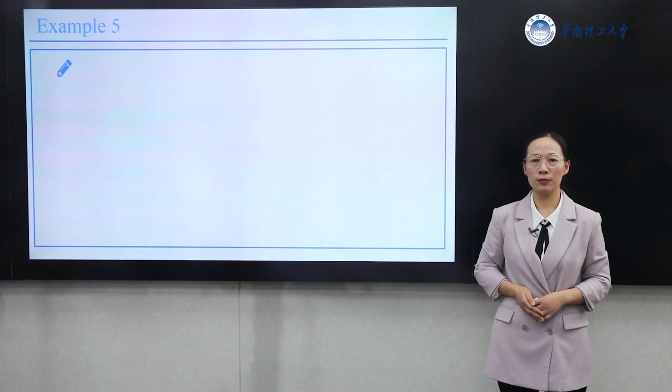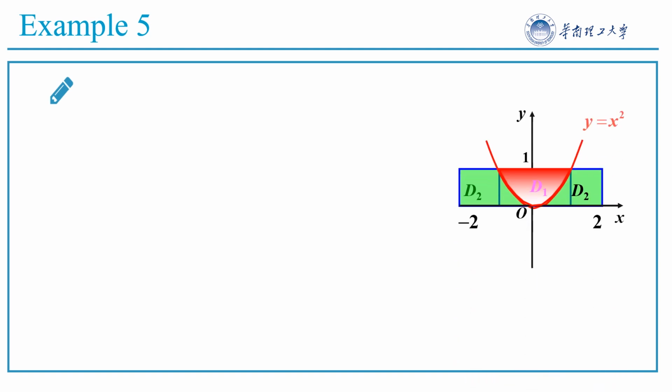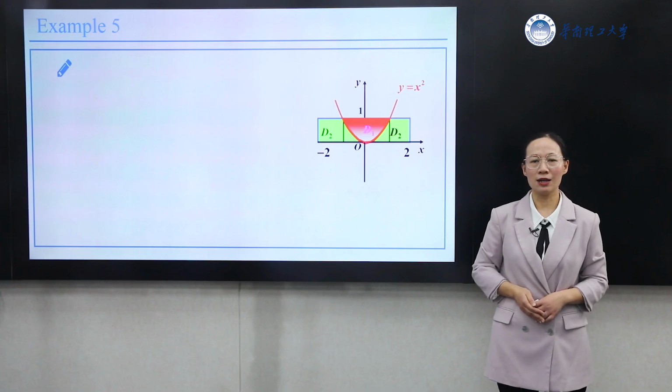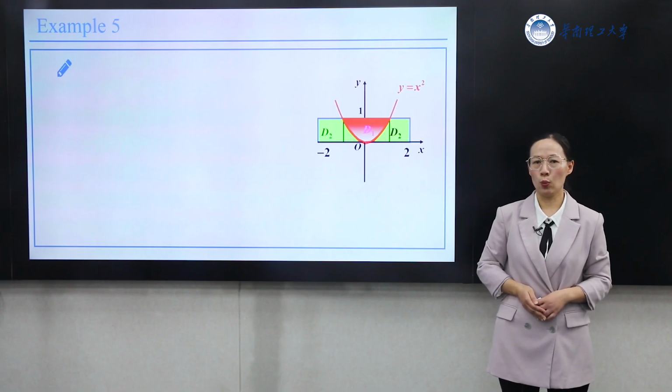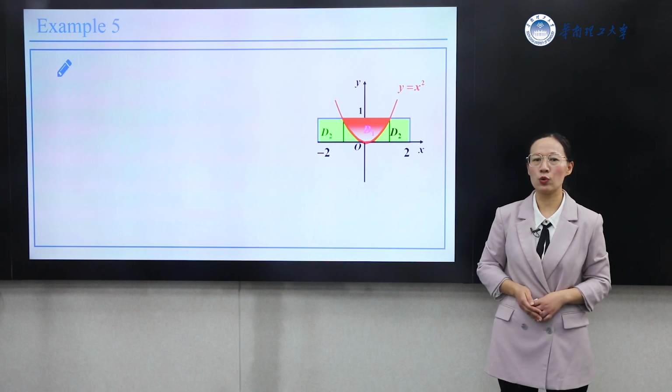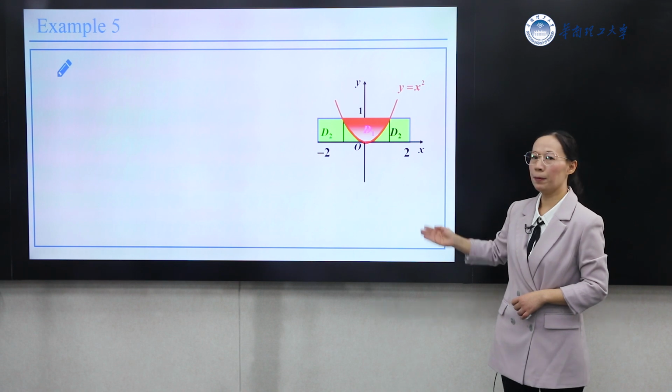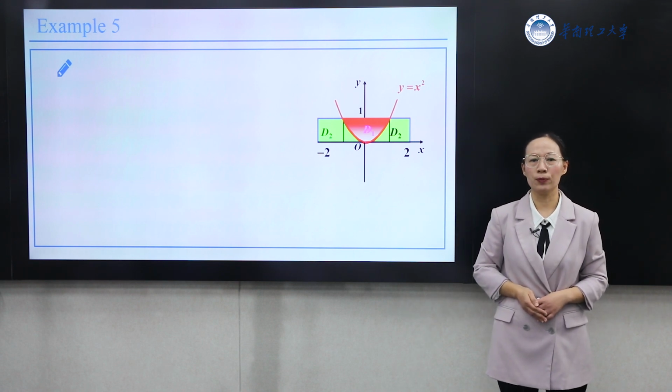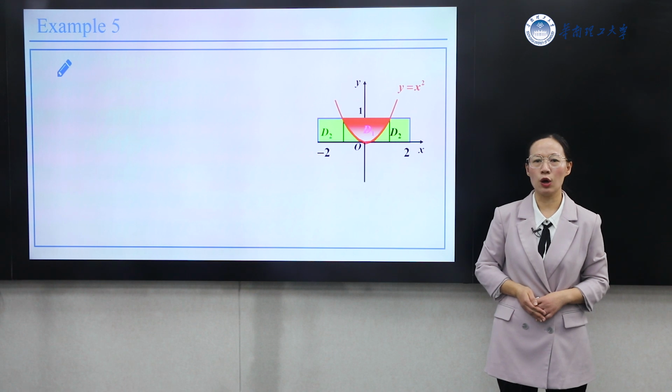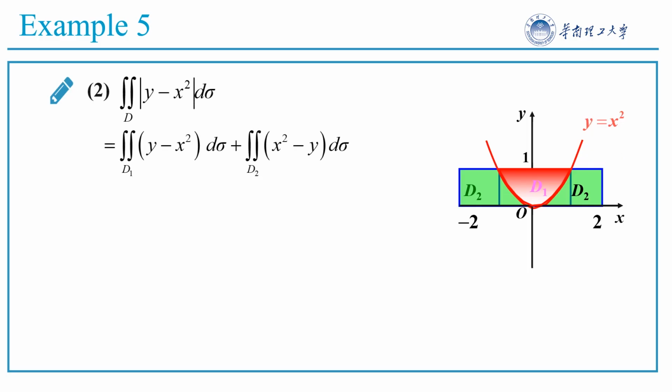Now we consider problem 2. The picture of rectangle D is on the right side. The same as in problem 1, we need to divide D into two parts. In the red part, denoted as D1, y is larger than or equal to the square of x. In the green part, denoted as D2, y is less than the square of x. The double integral on D is equal to the sum of the double integral on D1 and D2.